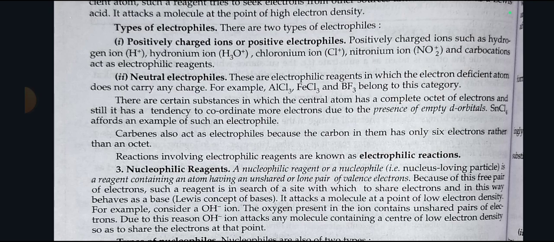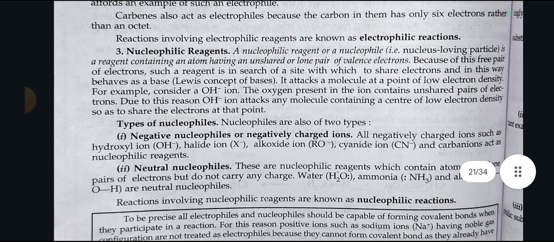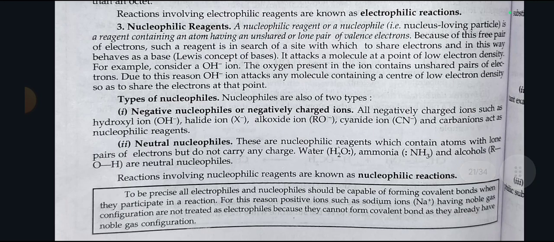Third, nucleophilic reagents. A nucleophilic reagent or a nucleophile, that is, a nucleus-loving particle, is a reagent containing an atom having an unshared or lone pair of valence electrons. Because of this free pair of electrons, such a reagent is in search of a site with which to share electrons and in the same way behaves as a base, the Lewis concept of bases. It attacks molecules at a point of low electron density.